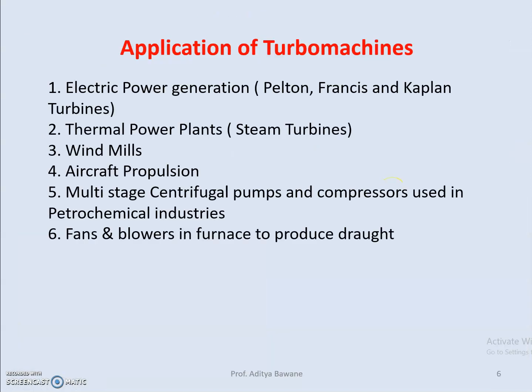Now what are the applications of turbo machines? Like I said, electric power generation with Pelton, Kaplan, Francis turbines, and steam turbines in thermal power plants. In that case we use steam turbines, windmills, then air propulsion, multi-stage centrifugal pumps, and compressors used in petrochemical industries as well as the refrigeration industry. So multi-stage centrifugal compressors and scroll compressors are used in petrochemical as well as refrigeration industry. Then fans and blowers in furnaces to produce draft.